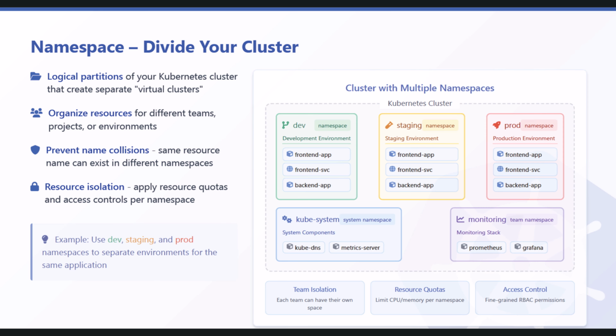Next is namespace. Namespaces help you organize resources into virtual clusters, useful for dev, stage, or production environments or multi-team setups. For example, you don't want dev and prod apps to clash. Use separate namespaces. Think of them like a folder or a workspace in your cluster.